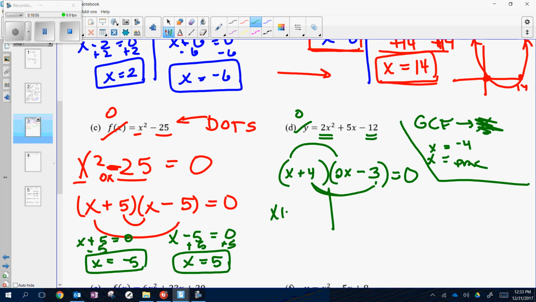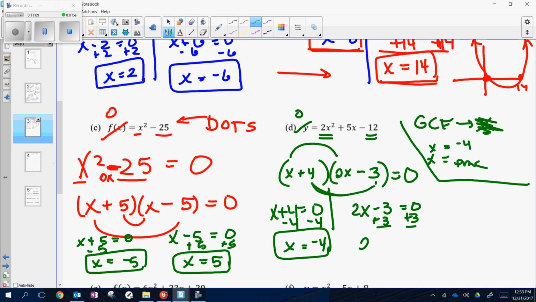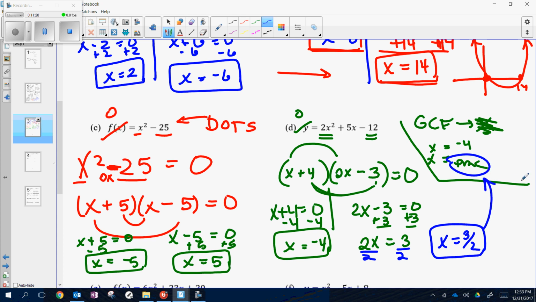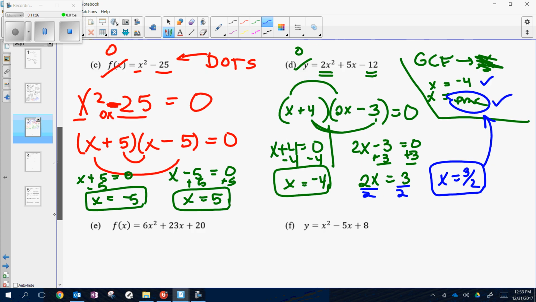Setting them equal to 0, x plus 4 equals 0. Subtract 4, x equals -4. 2x minus 3 equals 0. Add 3. This one's got 2 steps. So I still have 2x. x is not alone. Divide by 2. And x equals 3/2. So this fractional root must have been a 3/2. Those are my two zeros. And again, confirm them on your graph, but do the algebra.